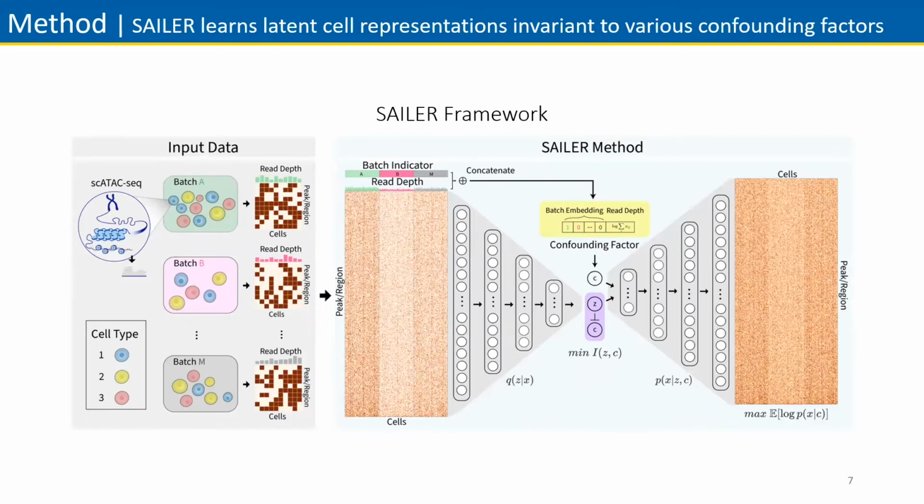So here comes our overall framework. SAILER could take data from multiple sources as input. Read depth of each cell is converted to normalized log library size, and batch information is denoted as binary encoding. The objective function is negative log likelihood with conditional reconstruction plus the mutual information penalty between the latent representation Z and the confounding variable C. During training, SAILER simultaneously deconfounds depth variations and batch effect in the input data and learns the latent representation Z invariant to changes of these confounding factors.